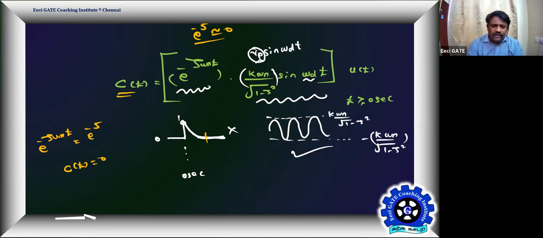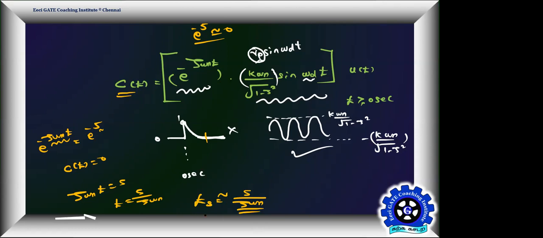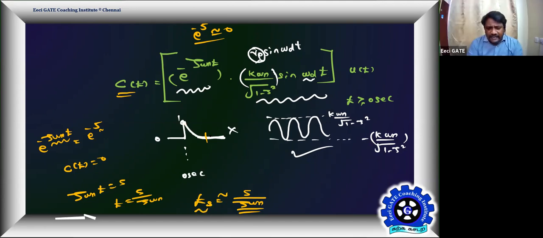Yes, that's how it is going to be. So till that point, what is that? Zeta omega n t equal to 5, which means t is equal to 5 by zeta omega n. That is your settling time. Approximately at 5 by zeta omega n, it will converge to 0. Getting everyone? Getting all of you? Yes, sir. So till that settling time, you will have decaying oscillations.